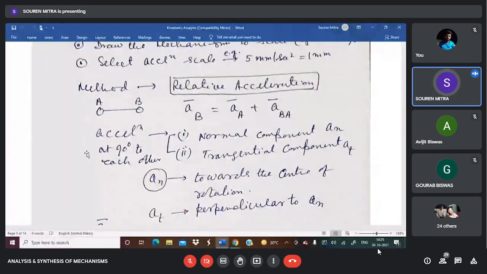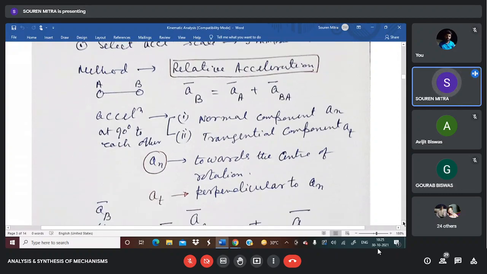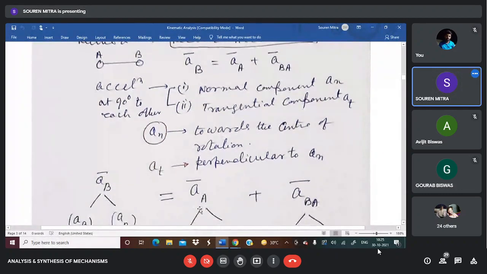But the expression remains the same, that the acceleration at point B is acceleration at point A plus acceleration of B with respect to A. So nothing wrong in that. It's a simple, plain relative acceleration vector expression. But in case of acceleration, there are two components per acceleration. One is called normal component or normal acceleration, and the other one is tangential component or tangential acceleration. And normal and tangential, as usual, are perpendicular with respect to one another.